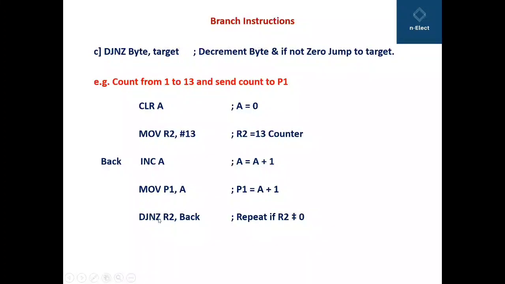Thereafter again the R2 will be decremented and seen whether it is 0 or not. So it was 12, so now it will be 11. Still it is not 0, so again due to this back or the address, we are coming here, and again this loop will be continued. This loop will be continued till R2 becomes 0. When R2 becomes 0, then we will come out of this loop and the next instruction will be executed.